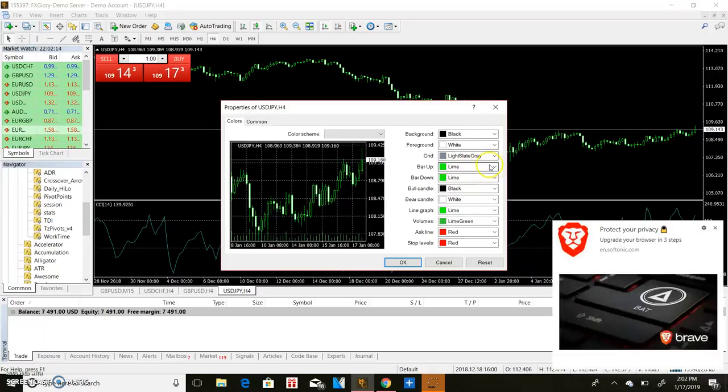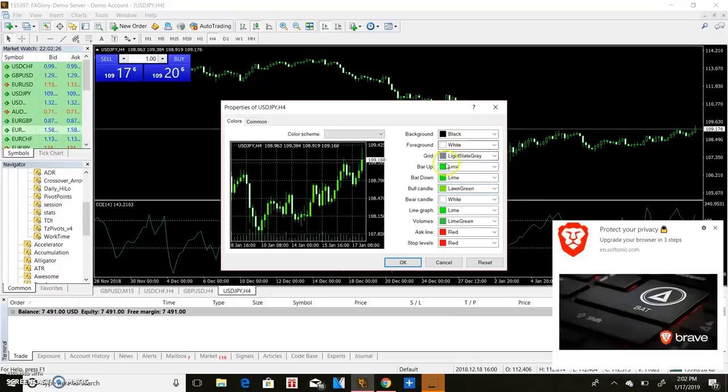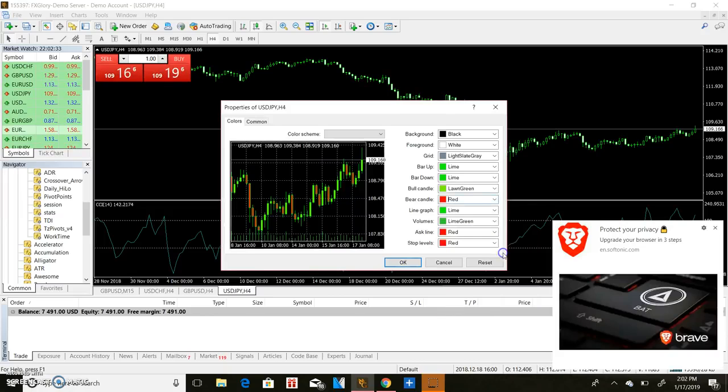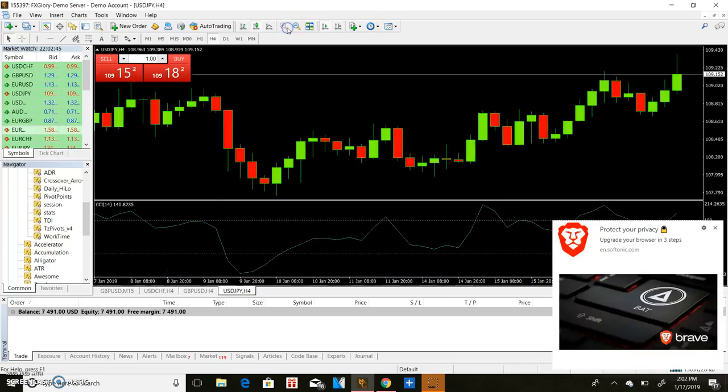So let's see here. The bull candle is black, so we want to change that to green. We'll do a lime green on the bull color, and then the one that's white we want to change to red on the bear candle color. And that should be good. Once you zoom in, now you can see the difference.